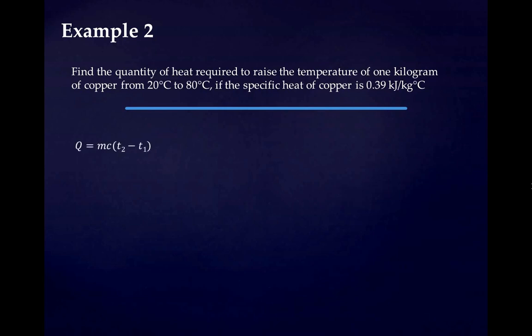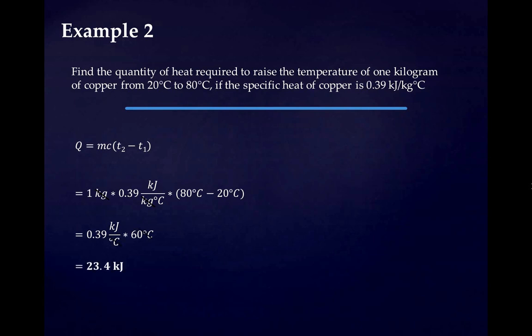Q equals mc times (T2 minus T1). This gives us 1 kilogram times 0.39 kilojoules per kilogram degree Celsius times (80 Celsius minus 20 Celsius). Kilograms cancel out. This gives us 0.39 kilojoules per degree Celsius times 60 degrees Celsius, leaving us with 23.4 kilojoules. So it only takes 23.4 kilojoules of heat to raise 1 kilogram of copper by 60 degrees Celsius.